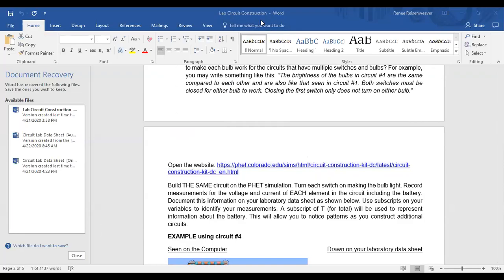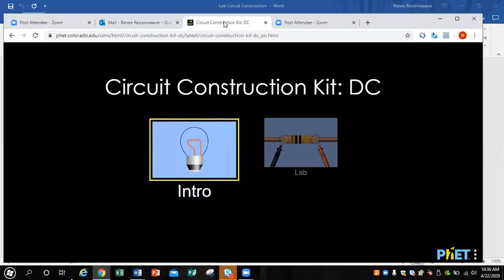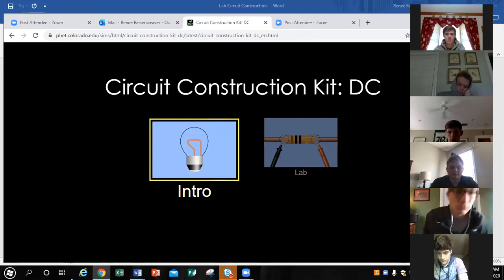Okay, now, let me share. I'm going to share my screen with you. Okay, so when you go to the website, this is what you're going to see. Let me just verify you guys are all seeing, it says Circuit Construction Lab. Is everybody seeing that on your screen?